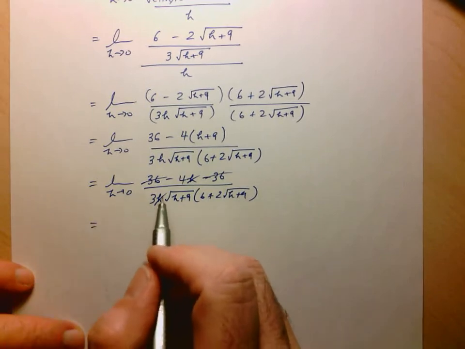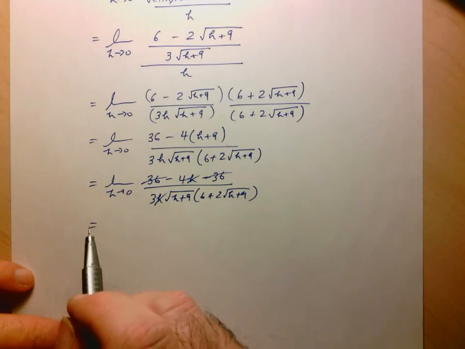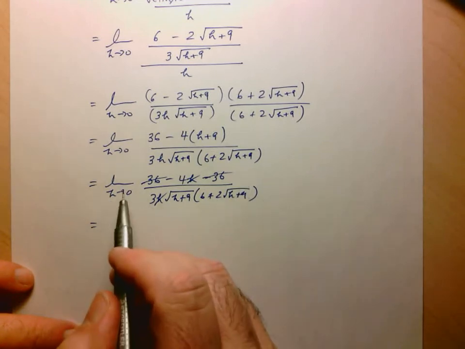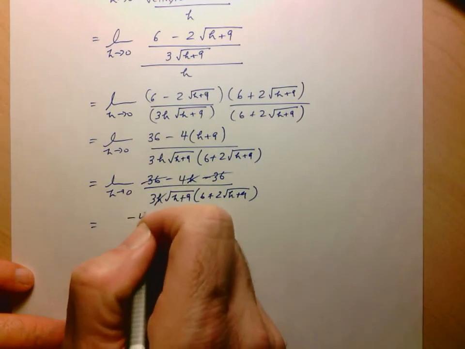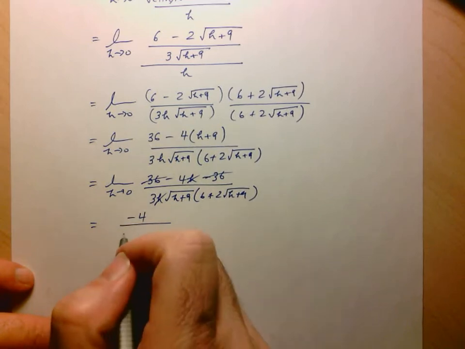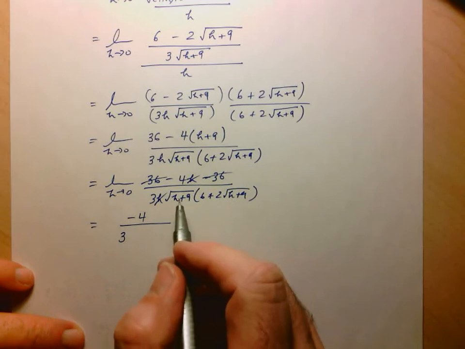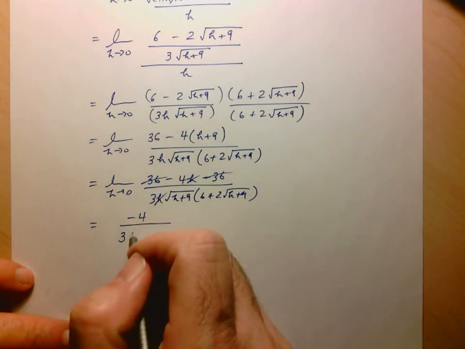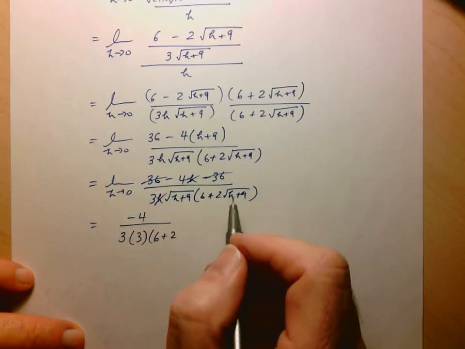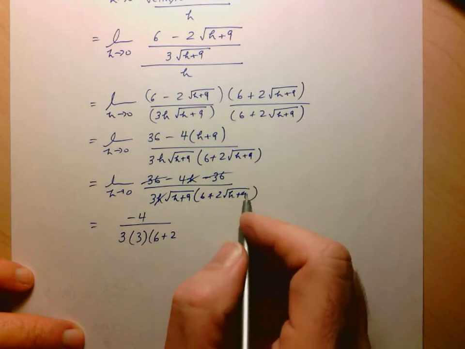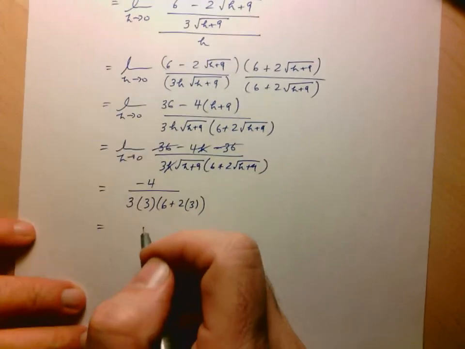Now that I've gotten rid of this h in the denominator, I can actually take the limit. So here I have the limit as h approaches 0, and in the numerator, all I'm left with is the negative 4. In the denominator, I've got this 3, and I've got 0 plus 9, so this is again the square root of 9, which is another 3. And here I've got 6 plus 2 times, and again 0 plus 9, the square root of 9 is 3.